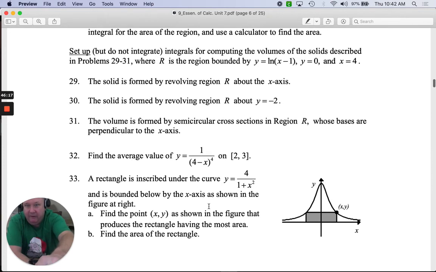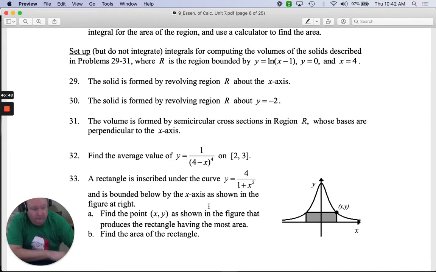Coming to an end here. In number 29, set up integrals for computing the volumes of the solid described in problems. R is bounded by y equals ln x subtract 1, y equals 0, and x equals 4. So this is definitely a calculator question. It says set up but don't integrate. What that would look like.